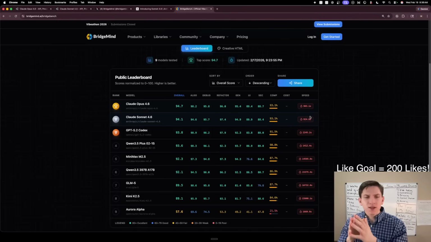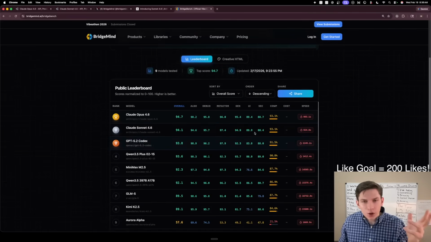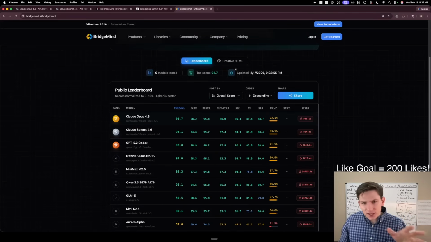And I will say that they did improve this with GPT 5.3 Codex. They improved the speed, but this model, we can't benchmark it yet since it's not available in OpenRouter or the API. The next thing I want to take a look at is the creative HTML benchmark.